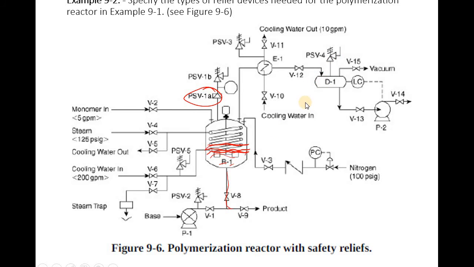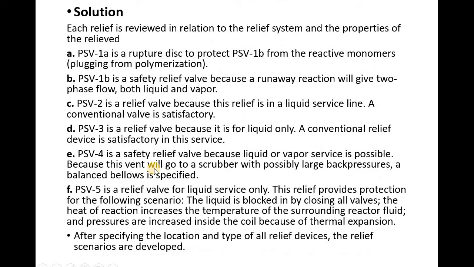Yes, here. Because, as we said, we are condensing, we're having liquid here, so we may have liquid going out from here. If this goes up and up, the liquid could go out, or if you have a lot of gas, the gas could go out. So you have a two-phase. We need a safety valve because liquid or vapor service is possible. Because this vent will go to a scrubber, now we don't know what scrubber, with possibly large back pressures, a balanced bellows is specified. So here we are suggesting to use a balanced bellows. Why? Because we have a large back pressure because of the system that's coming later from this process.